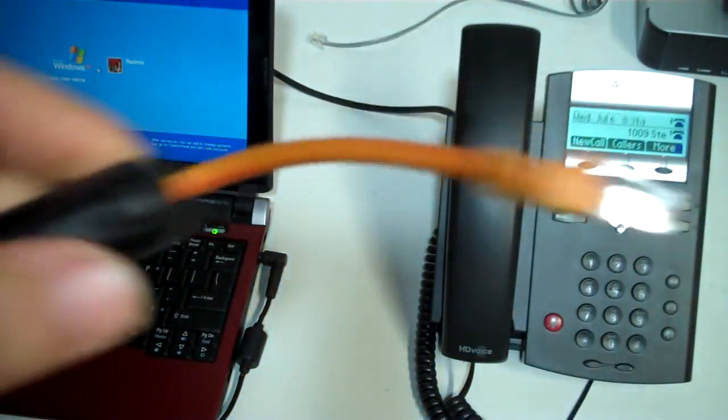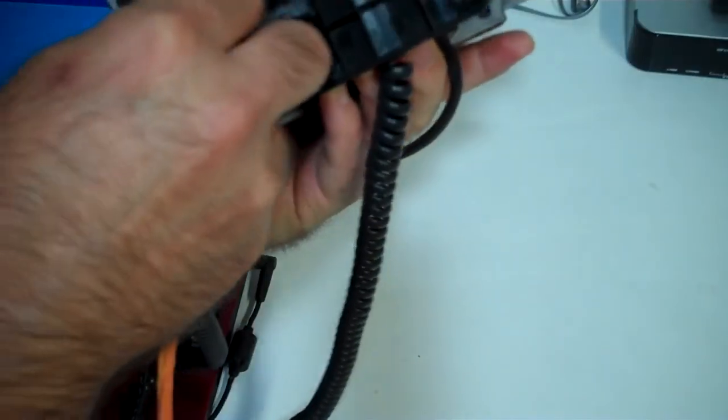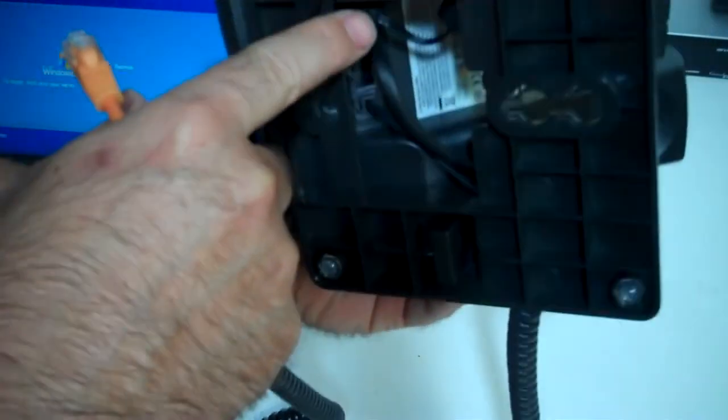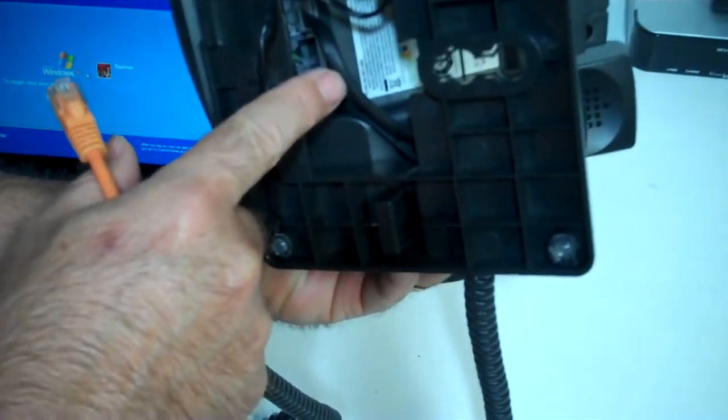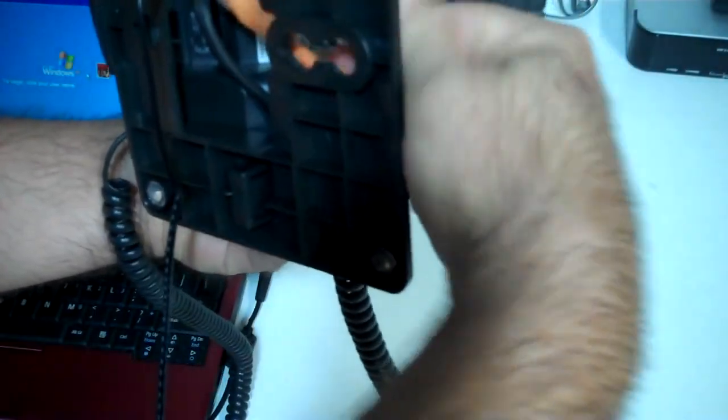Okay, so now that's clamped on there. All right, so this end right here, closest to the noise filter, goes into the back of the phone on the port that's marked computer. There's two ports on the back of this voice over IP phone. One is for the network, which goes to the wall or to the network switch, and the other one is an available network port to run a computer.